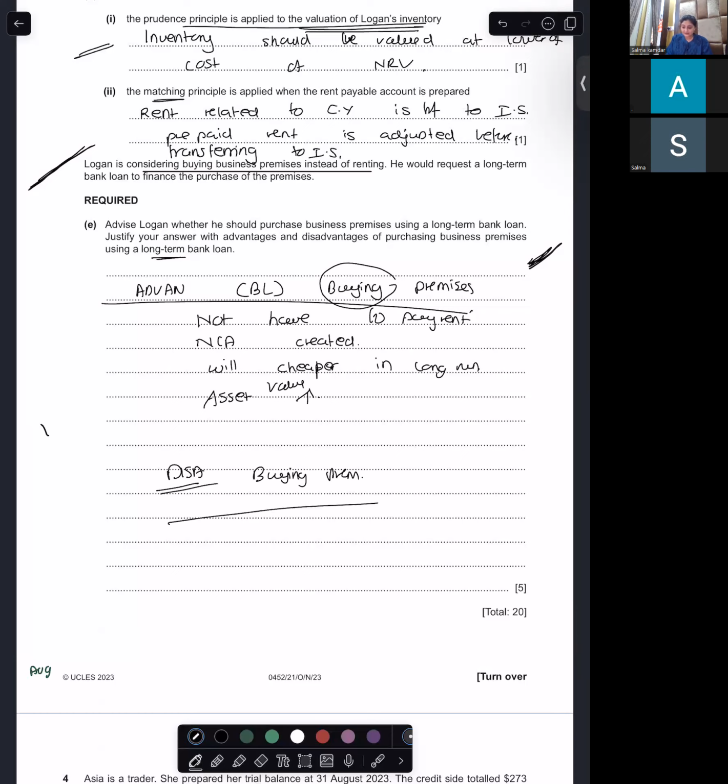So it has to be repaid with interest. Interest will have to be paid. And what else, Miss? Rate of interest can be higher. Security might be needed. It may take a long time to obtain the loan.